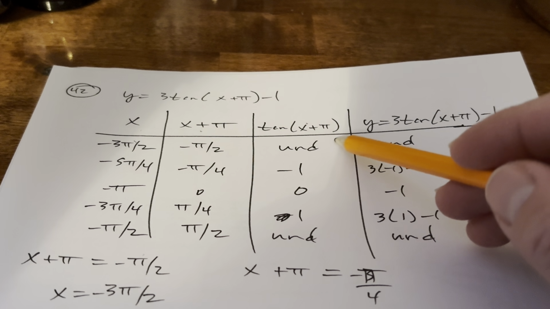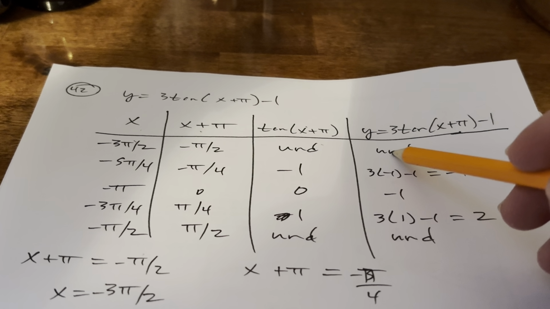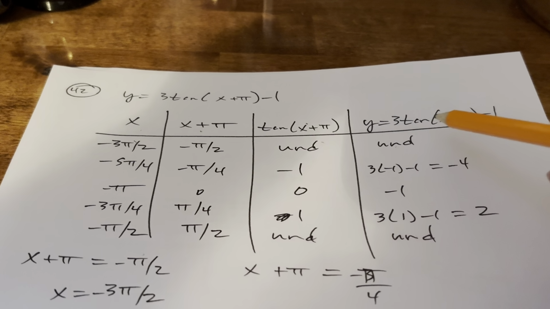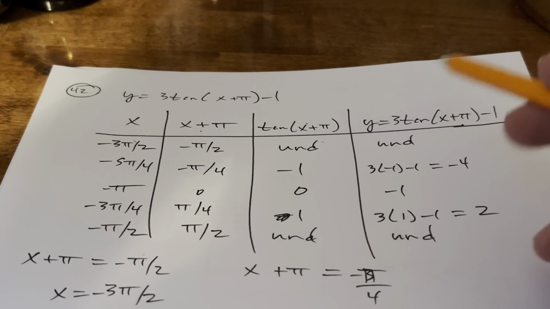Tangent of negative pi over 2, it's negative 1 over 0. It's undefined. So it doesn't matter what I do, it's still undefined. That's a vertical asymptote. That's kind of like my left bound.